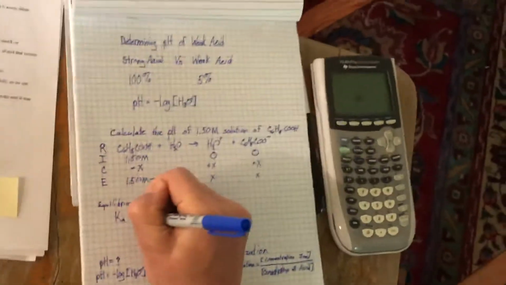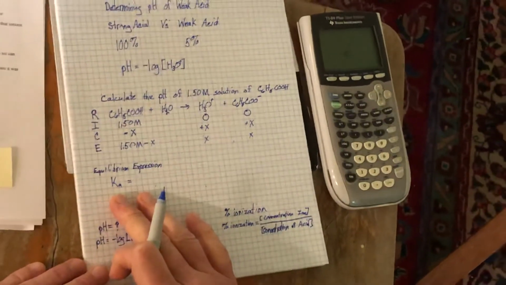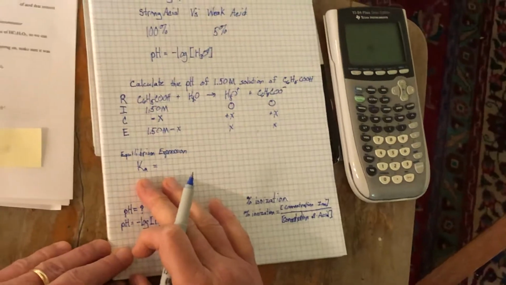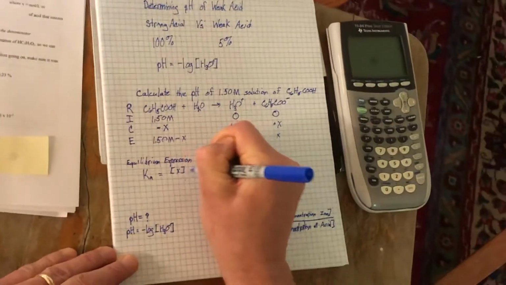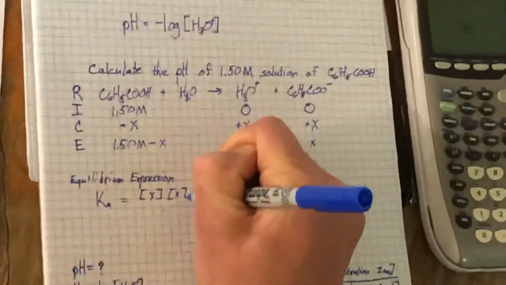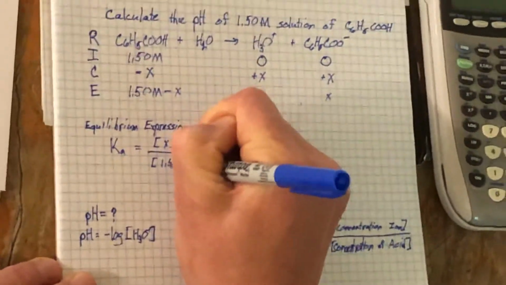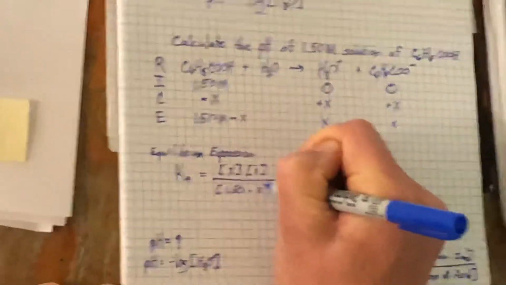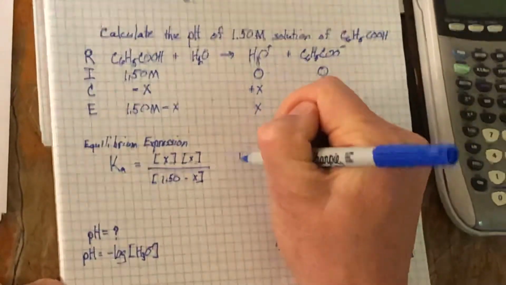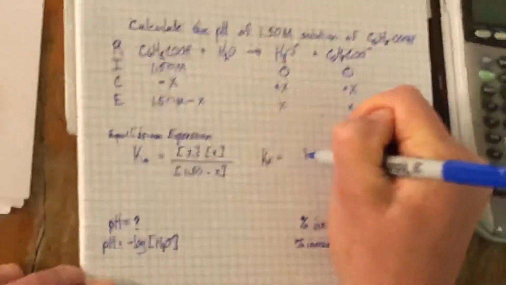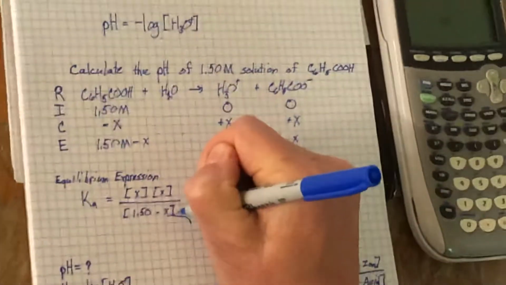So what is the actual equilibrium expression? How do you determine it? It's going to be the concentration of my products over the concentration of my reactants. So these are the concentrations here. So when I look at this, I get my Ka to be x squared on the top, and then on the bottom, do you see this x right here?